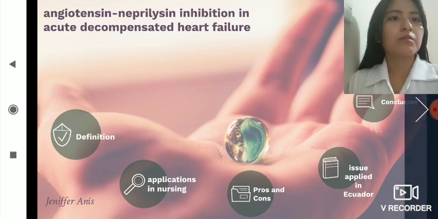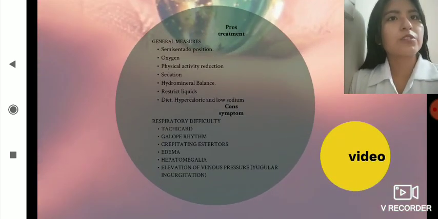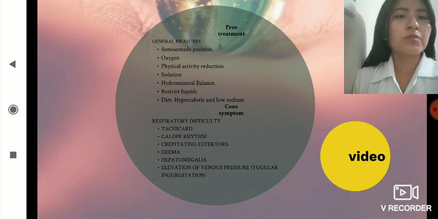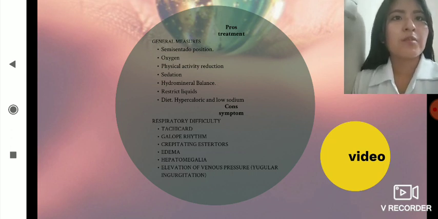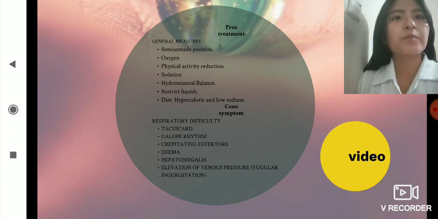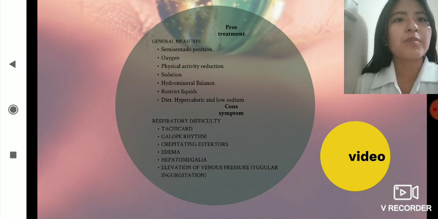Pros and cons. Pros: treatment. Position, semi-Fowler, oxygen, physical activity reduction, sedation, hydromineral balance, restrict leakage, diet, hypercaloric and low sodium. Cons: symptoms: respiratory difficulty, tachycardia, galloped crepitating stertors, edema, hepatomegaly, elevation of venous pressures, jugular injury.